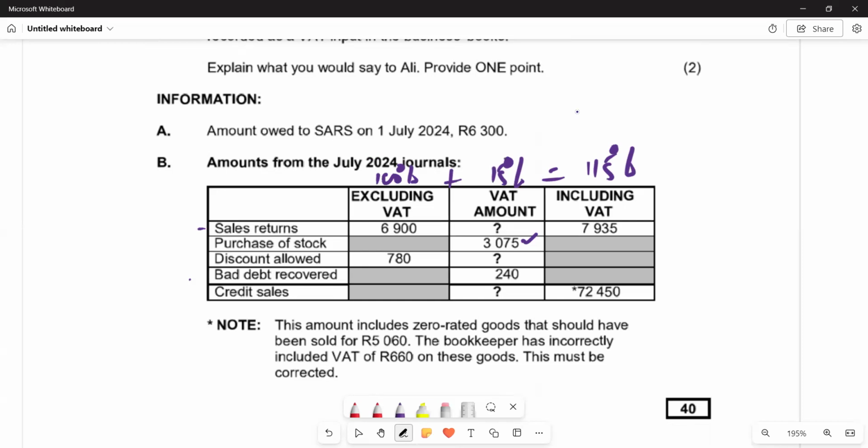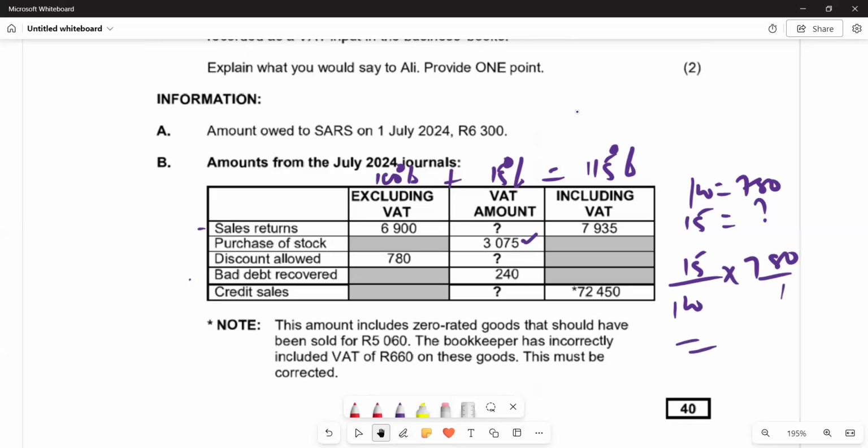100% is equal to 780, and then the figure that we want is 15%. So we can just calculate it as such. Obviously, what we don't have becomes the numerator. What we have becomes the denominator, 100, and then multiplied by the given figure, 780 over 1. And then obviously, I'm trying to find out what figure to get there. 15 over 100 becomes 0.15 as a decimal, and then we multiply by 780, and we're going to get to 117.